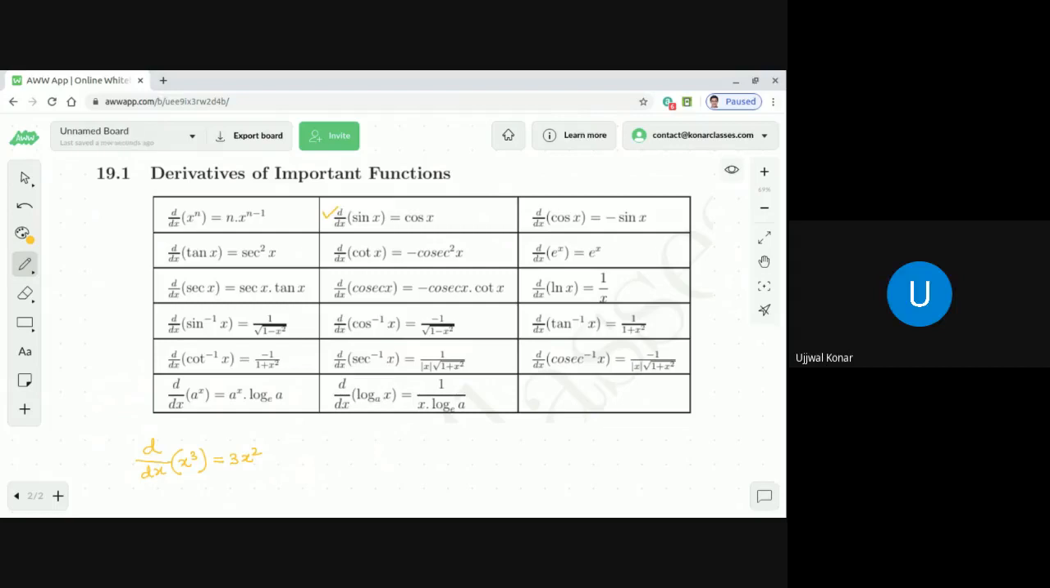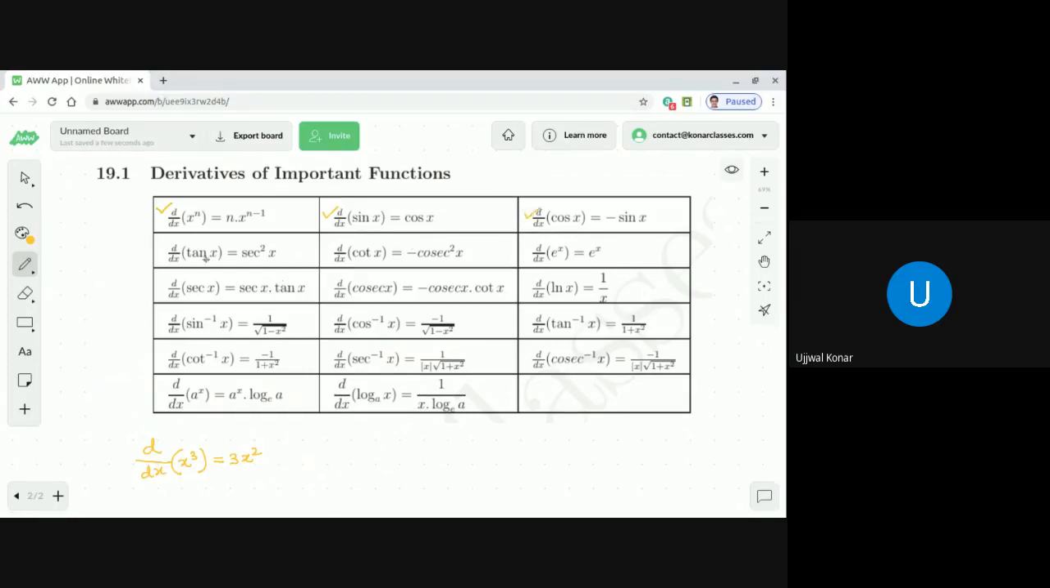So d/dx of x cube is equal to 3x square. d/dx of sin x equal to cos x. d/dx of x^n is equal to n into x^(n-1). d/dx of cos x equal to minus sin x. d/dx of tan x equal to sec square x. d/dx of cot x equal to minus cosec square x. d/dx of e^x is e^x.